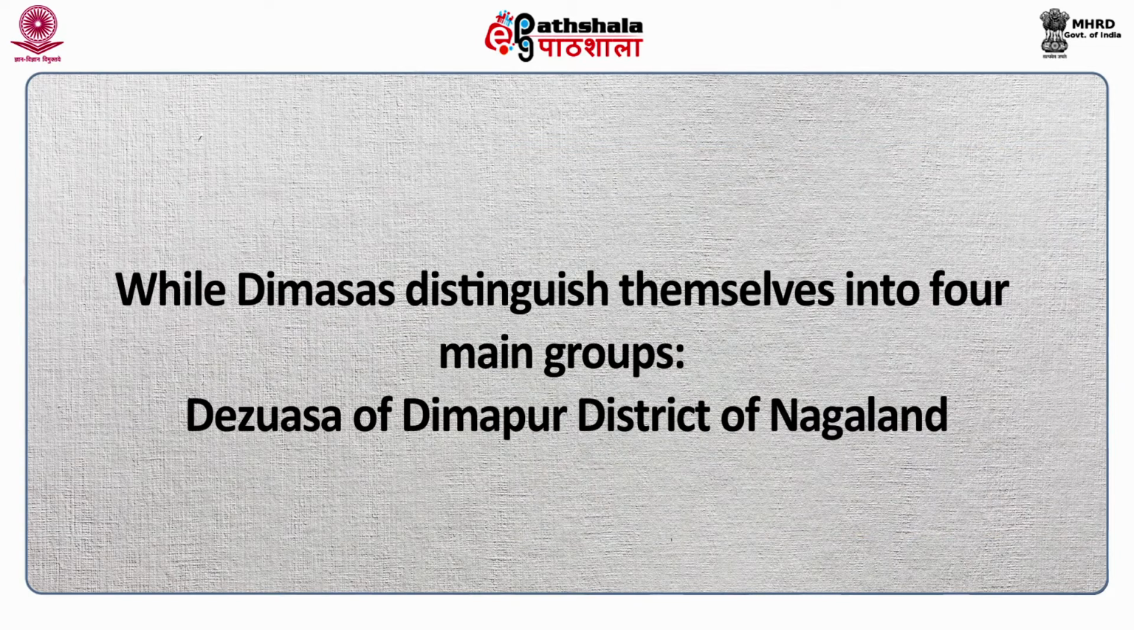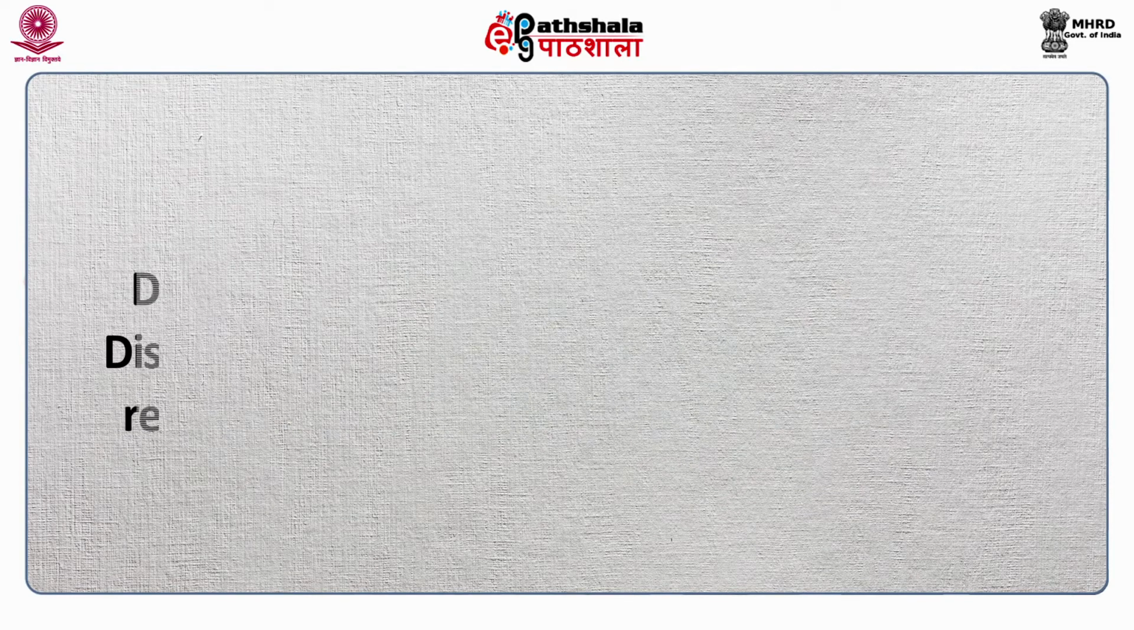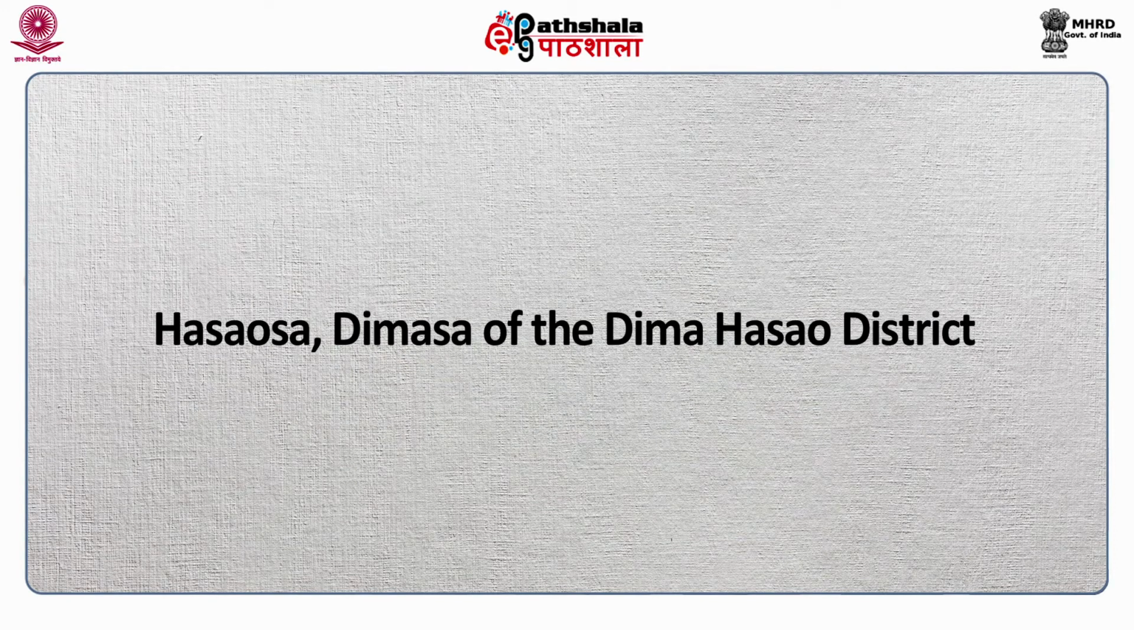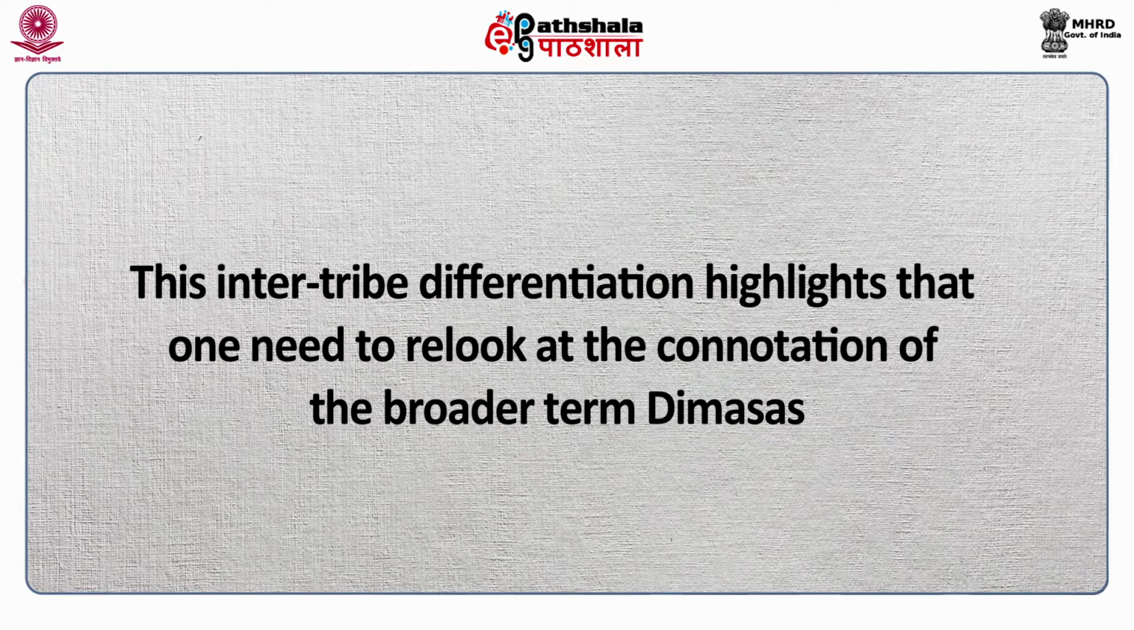While Damasas distinguish themselves into 4 main groups, the Zosa of Dimapur district of Nagaland, the Barza living in Karbi Anglong and Nagaon district of Assam, and the Hasa of the Cachar district refer to themselves as Barmans, and Hasasa Damasa of the Dima Hasao district. This inter-tribe differentiation highlights that one needs to relook at the connotation of the broader term Damasas.